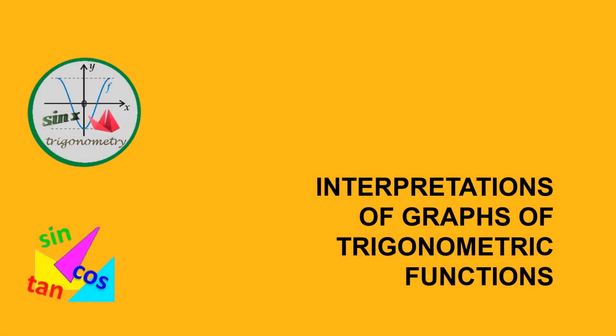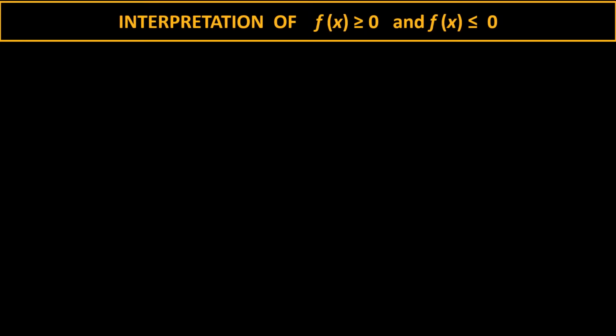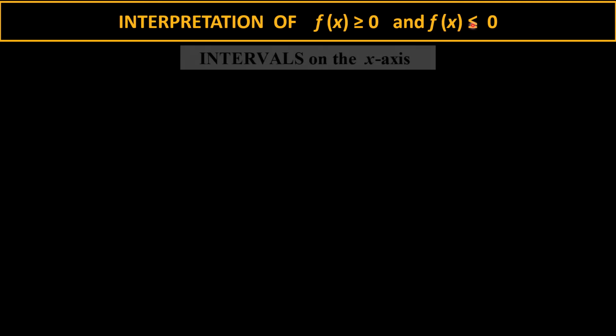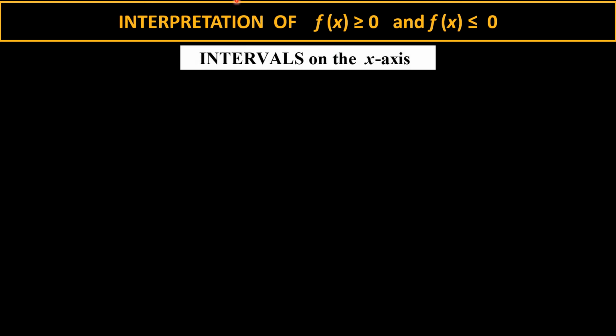Next, we want to show you some interpretations of graphs of trigonometric functions. The first interpretation we're going to do is where you have f(x) greater or equal to 0, or the other option would be f(x) less or equal to 0. Because I want to find x values, I'll have intervals on the x-axis. Let's say for which values of x, so it will be intervals on the x-axis. So let's look at the two cases there.